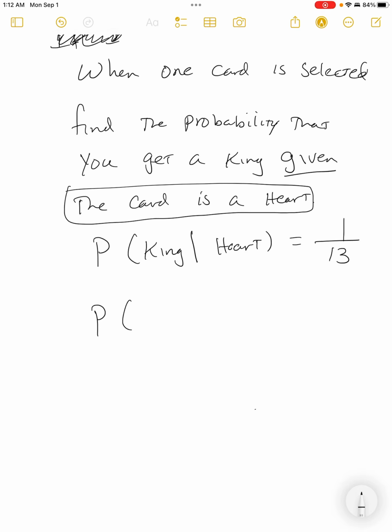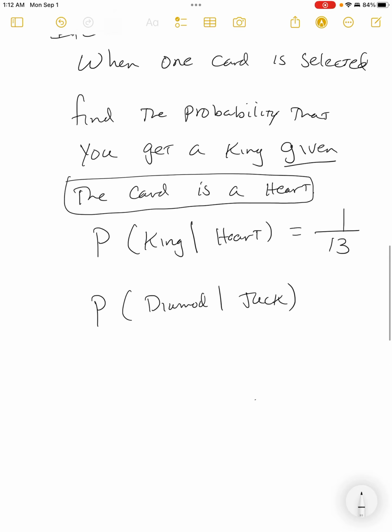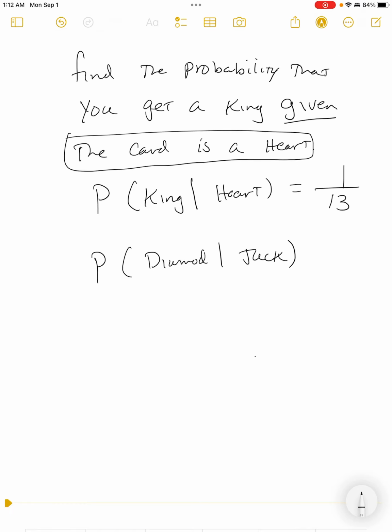What if I did something like this? The probability that it is a diamond, given that it's a jack. Okay, so we think about our deck of cards that has all these different cards in it, and we recognize that there's suits, right? So we have the hearts, we have the diamonds, we have the spades, and we have the clubs.